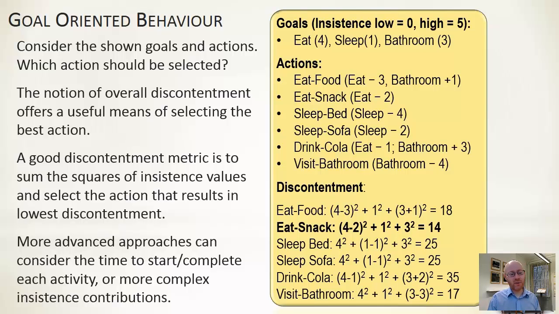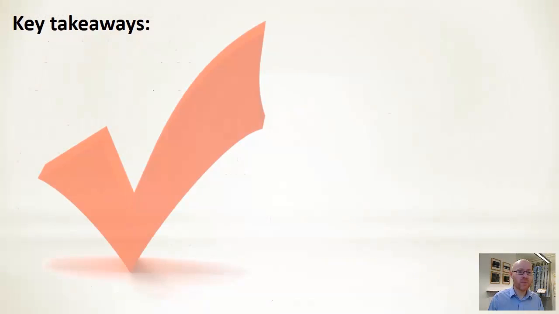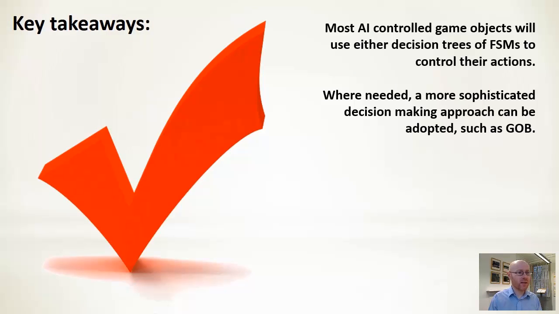More advanced approaches would take into account things like how much time it takes to actually eat food, how much time it takes to eat a snack, or how close or convenient these things are. And again, that can tie into some of the traits of the character as well. So key takeaways from this: for the vast majority of games, decision trees and finite state machines give you your bread and butter approaches to managing decision making. If you do have a character that has multiple goals that are trying to be satisfied and there are multiple actions you can take, then things like goal-oriented behaviour give you a particularly effective way of managing that.